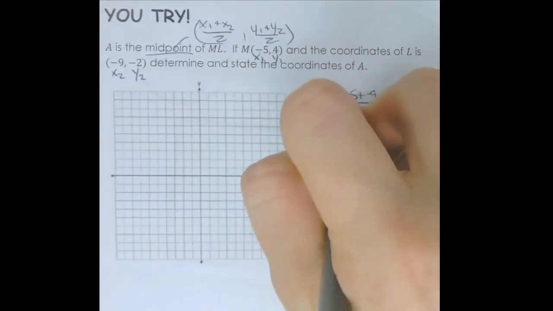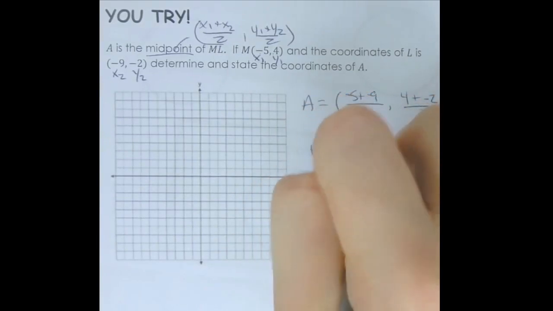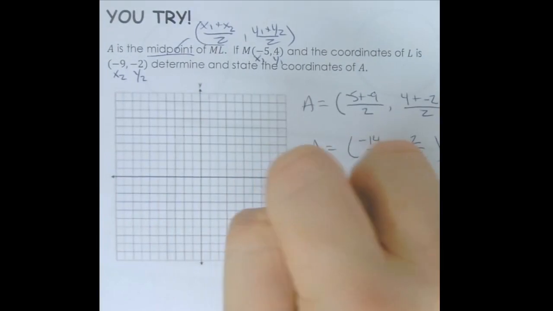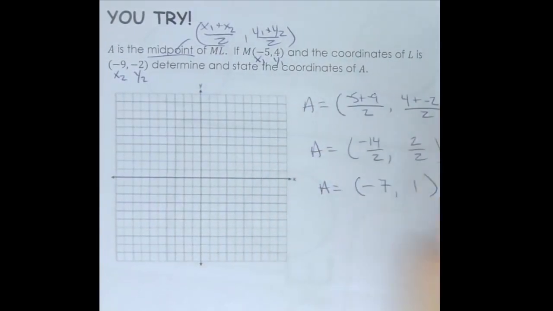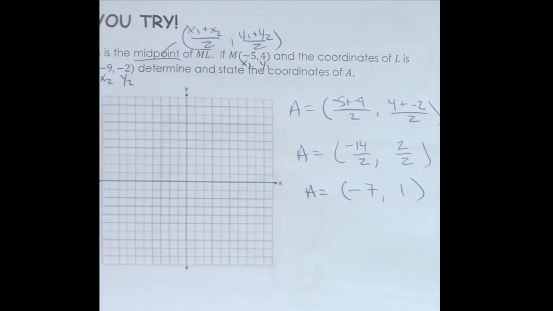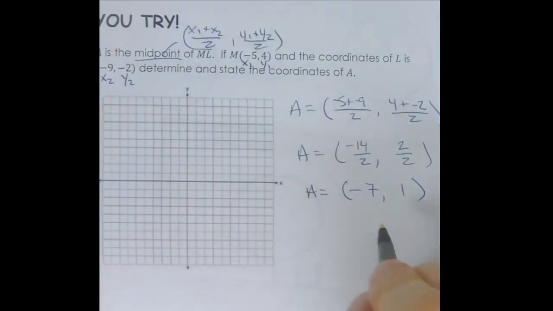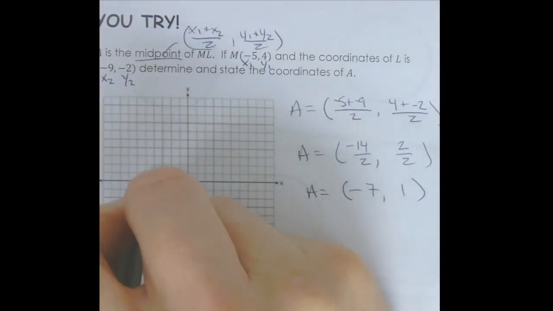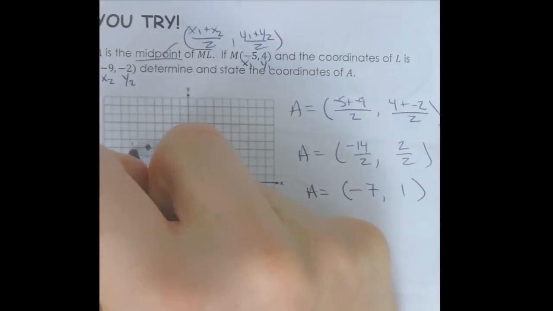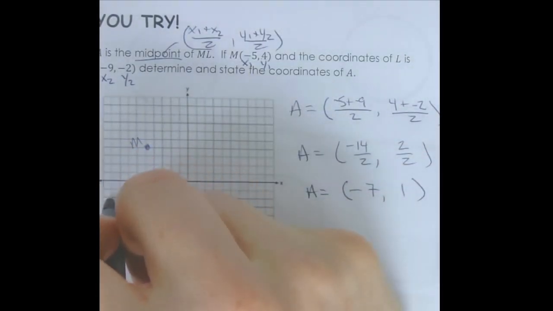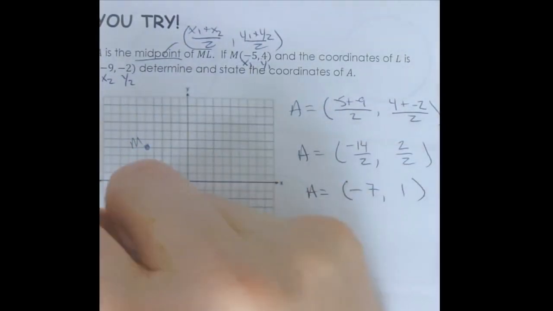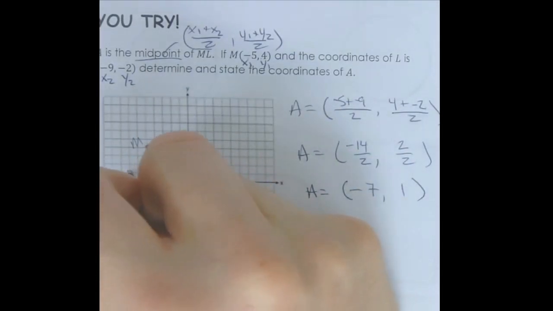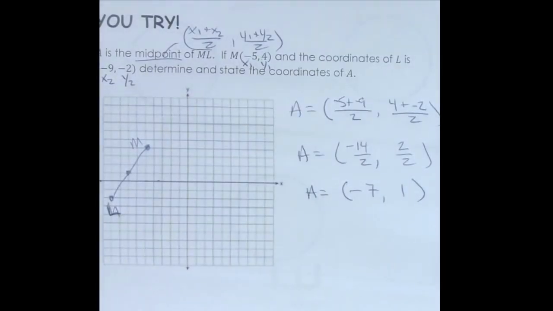That's negative 14 over 2, and 2 over 2. That's going to give me negative 7 over 1. So you could graph to confirm this, but if you did, you'd find A is indeed the midpoint. I'll do this quickly. And L, negative 7. There it is, right in the middle of those two.